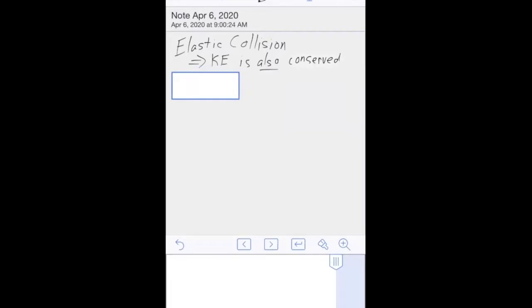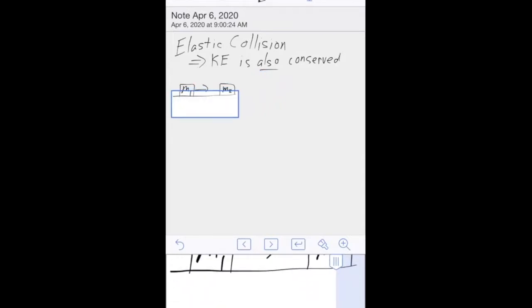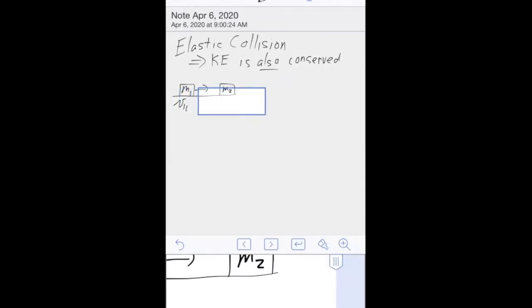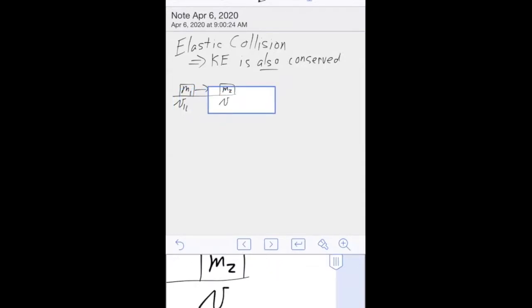Okay, so in this example, elastic collision, we'll just take a simple picture where we have some mass that I'll call m1 that has some initial velocity, and it's going to collide with another mass which is initially at rest, and this mass I'll call m2. Right, so we'll have some V1 initial, but V2 initial is going to be equal to 0.